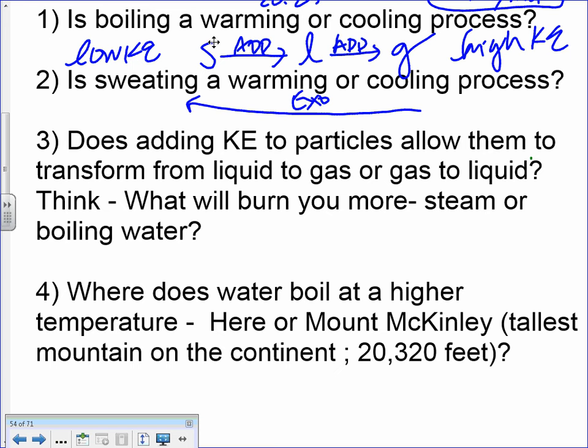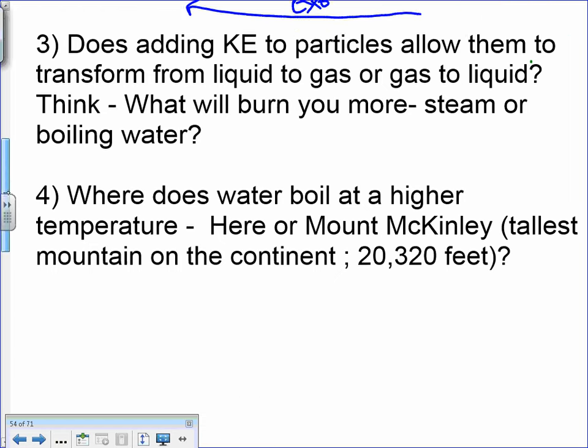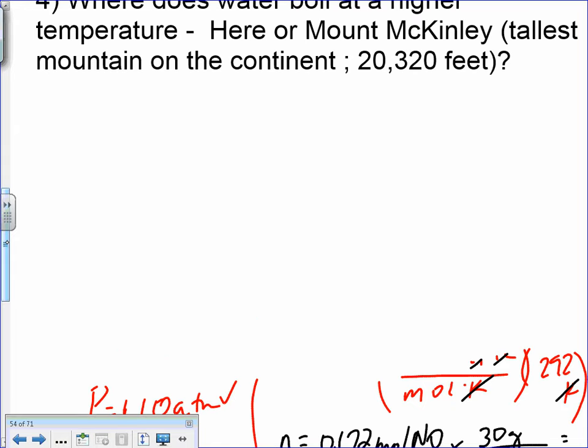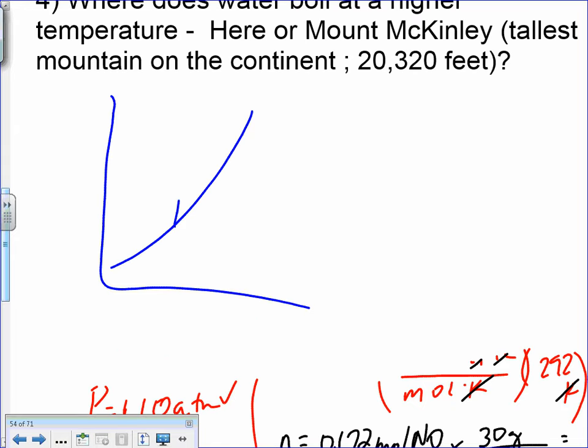What does a phase diagram look like? It's the Y with the triple point. So on a phase diagram, what's this first one? Solid, liquid, gas. What's the heat curve look like?